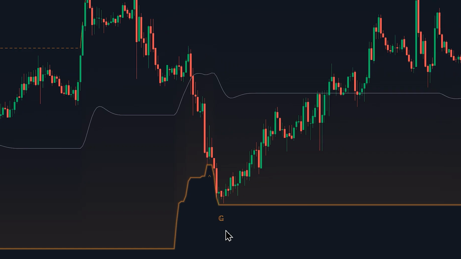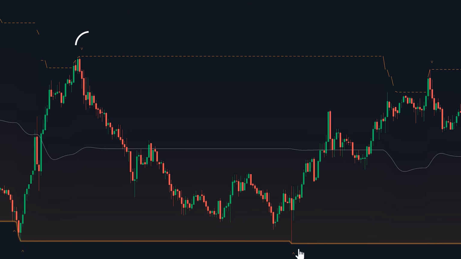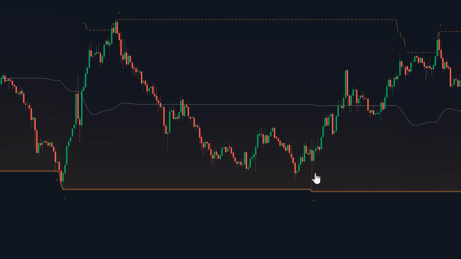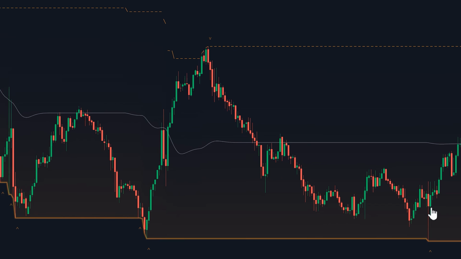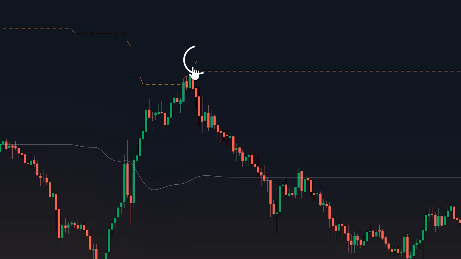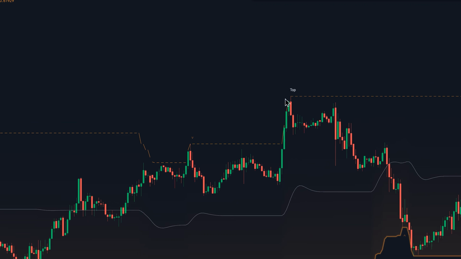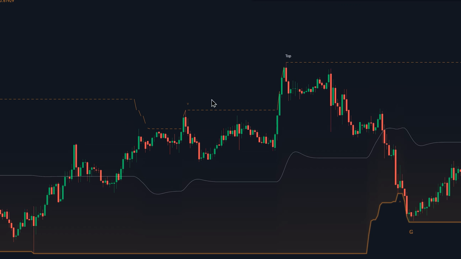And then we have this caret and this inverted caret. These are called intermediate signals. This one indicates potential bottom areas, but with less certainty than the G labels. These are secondary signals, useful for traders monitoring for reversal opportunities. On the other hand, this signal identifies a potential top area, but again with less certainty than the top label, providing additional context for traders who are trading in range-bound markets.